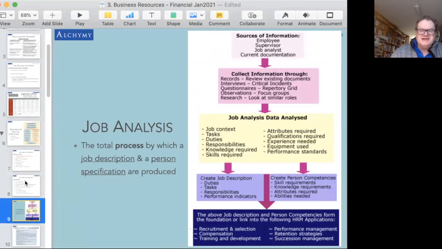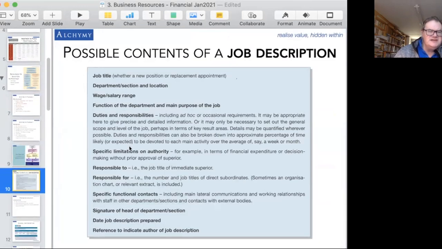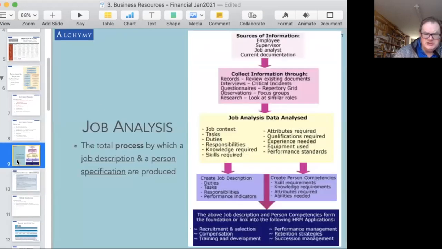The first process is job analysis. The first part is job analysis, which is when we talk about the job description and person specification. We'll look at an example in a second. We'll look at job analysis. It's this process we go through to arrive at a job description and a person specification.